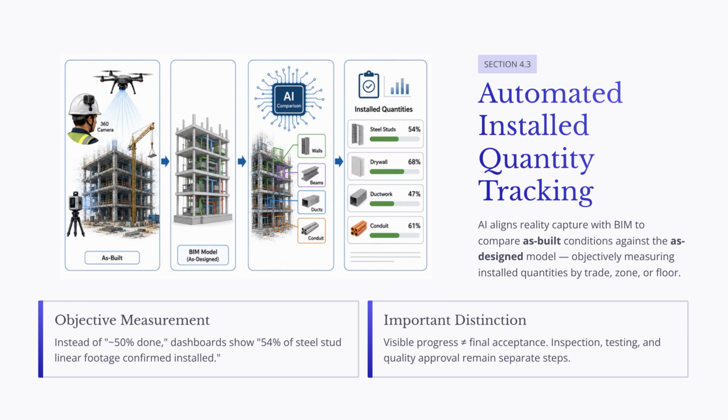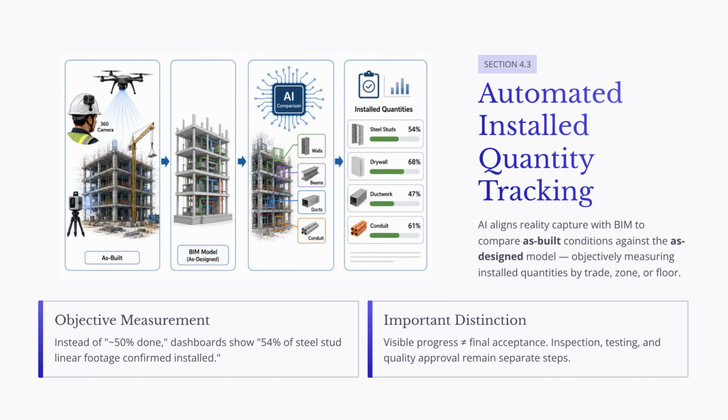For example, instead of saying that second floor framing is about halfway done, a dashboard may show that 54% of the steel stud linear footage has been visually confirmed as installed. This type of measurement reduces subjectivity. It also helps owners, general contractors, and subcontractors work from a more consistent source of truth.